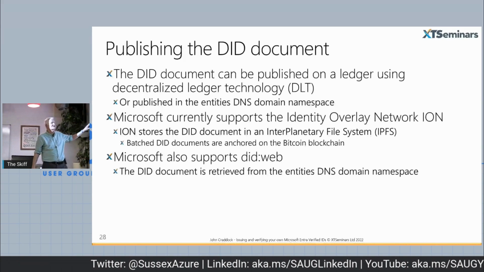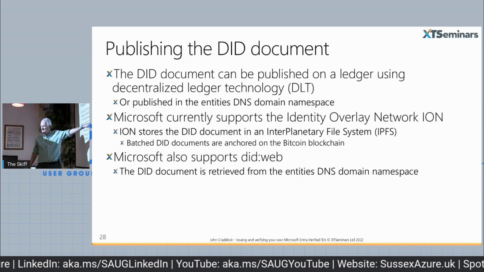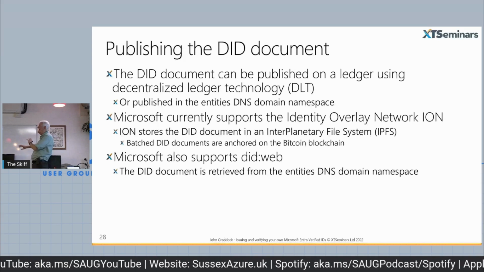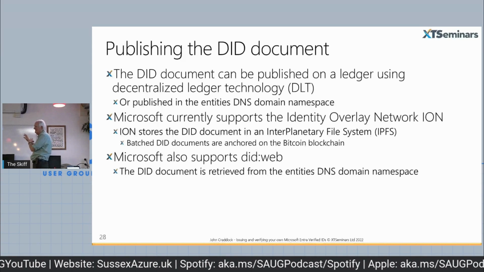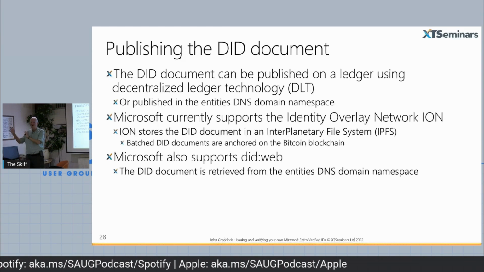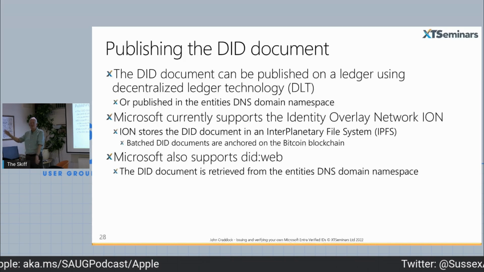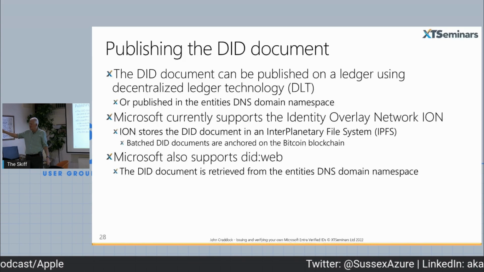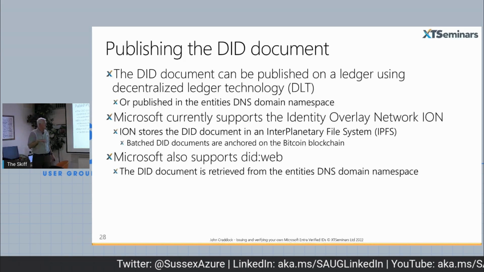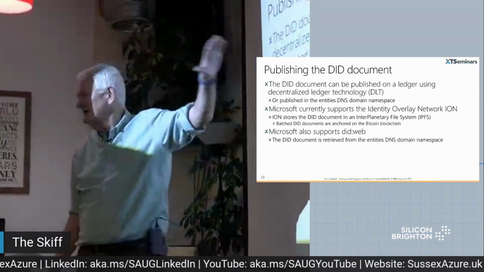The other place that you could put it is in the entity's DNS namespace. So I'm a bank, let's say HSBC. We're a bank, we've got our namespace, and somebody wants to get our public key. Why not put it on our website? So there's our DID document on the website. So that's a possibility.